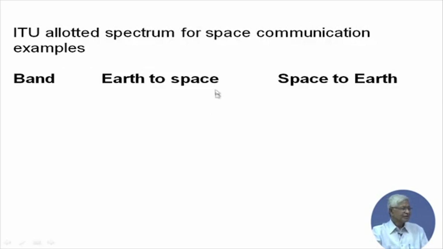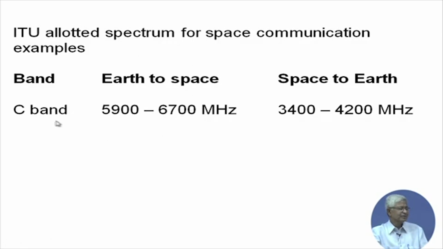Now, let us look at the spectrum which is allotted by ITU. We have seen in the earlier slides. I have shown here that in C band, almost 6 gigahertz, that is 5.9 gigahertz to 6.7 gigahertz, is earth to space, and space to earth is allotted 3.4 gigahertz to 4.2 gigahertz. In terms of megahertz it is listed here. So, that is the International Telecommunication Union specification.